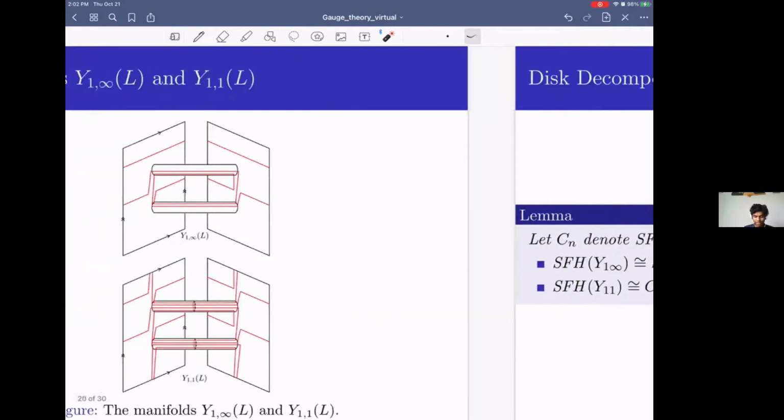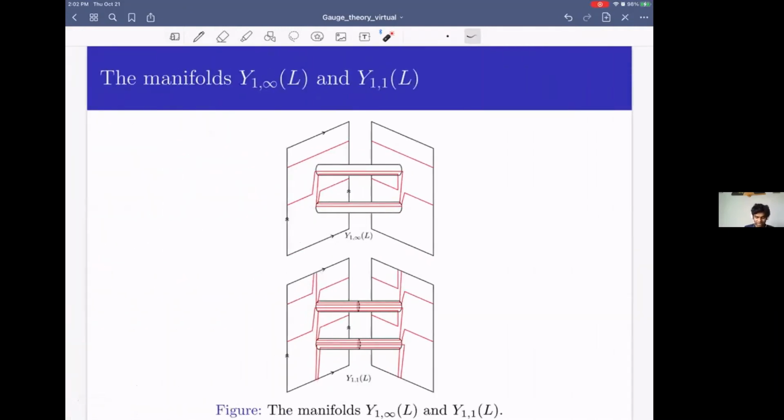And for (1,1), you can also do the same thing, but here the compression curve you see intersects the suture in 4 points. And in this case, by a theorem from a previous paper by Jinkun Lee and myself, this resulting thing is isomorphic to the decomposition along D and the decomposition along D bar. D bar is the disk with the opposite orientation. So if you do 2 disk decompositions with D and D bar, then the sutured Floer homology of that would be isomorphic to the sutured Floer homology of this gadget.